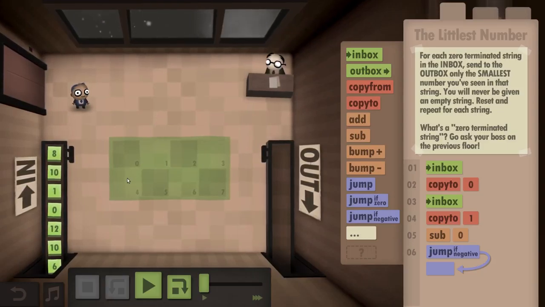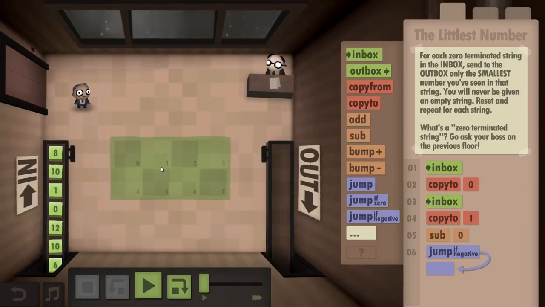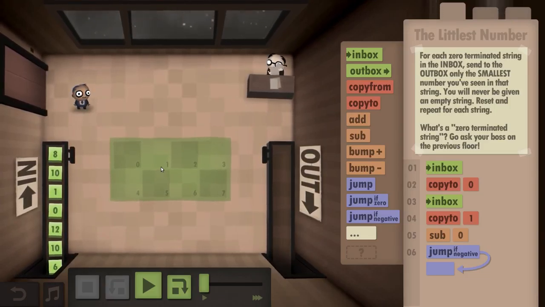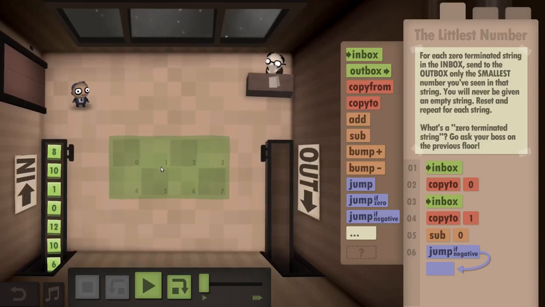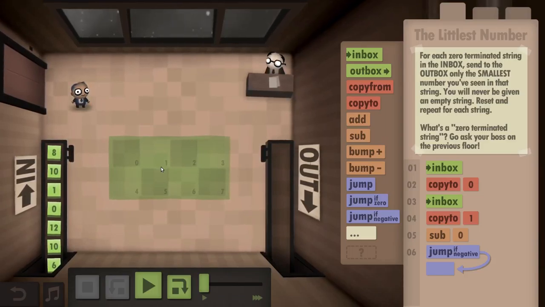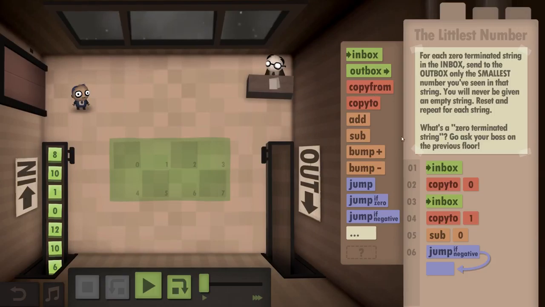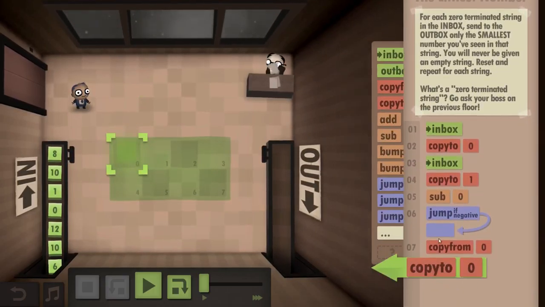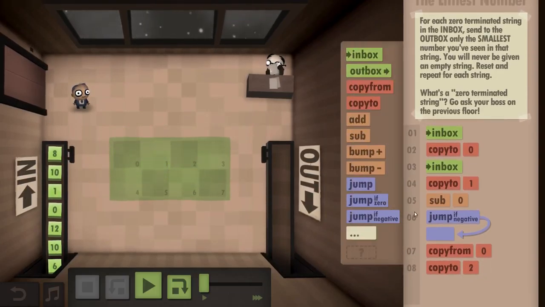So if the number is negative, so I've subtracted zero from what I'm holding. Yes. So if 1 minus 0 is negative, I need to write this down. I'm going to call it A and B. If A minus B equals negative, that means A is smaller than B.